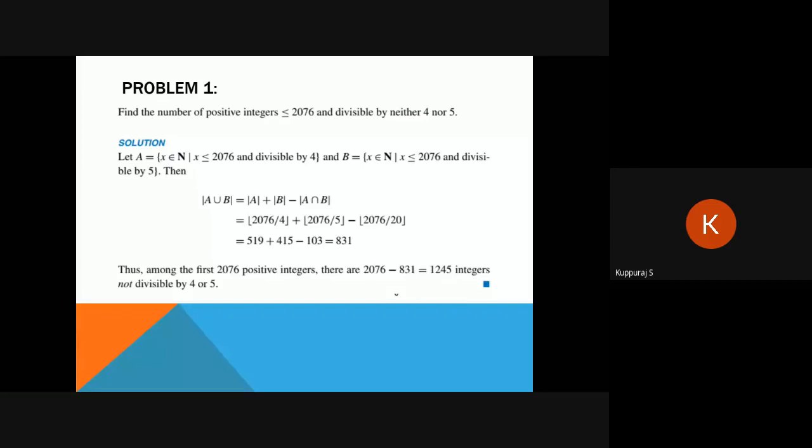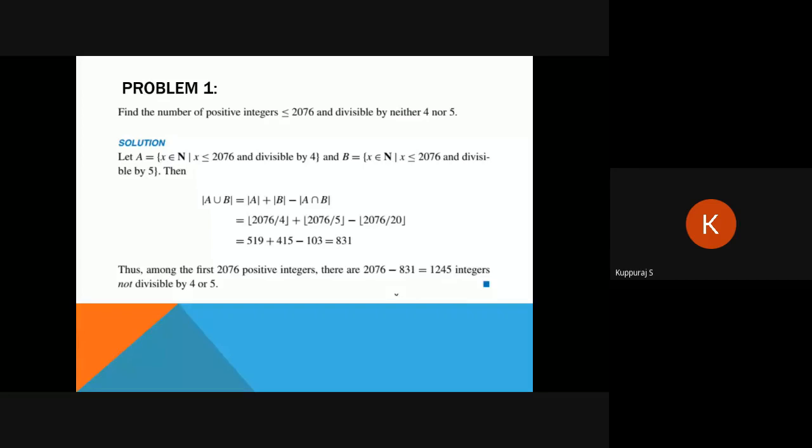Okay. As well as we know one formula, that is the number of positive integers less than or equal to some number and divisible by some number. So we have these two things. By using these two things, we have to solve the given problem. Okay.